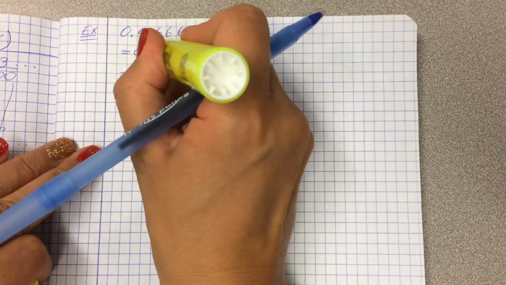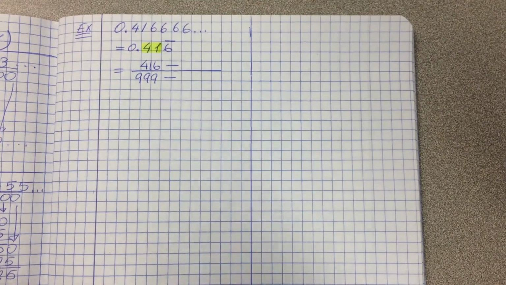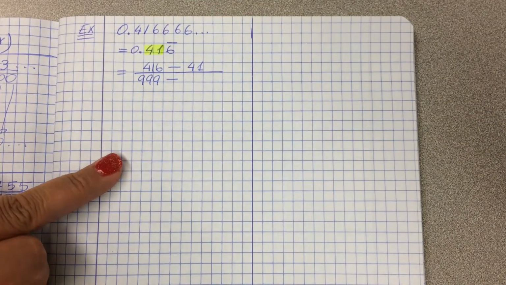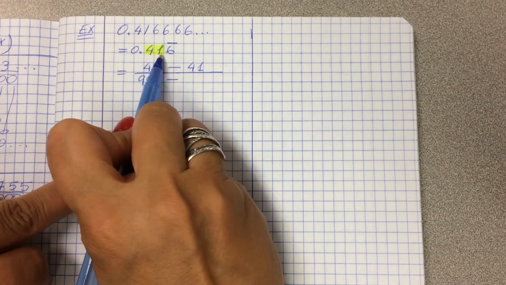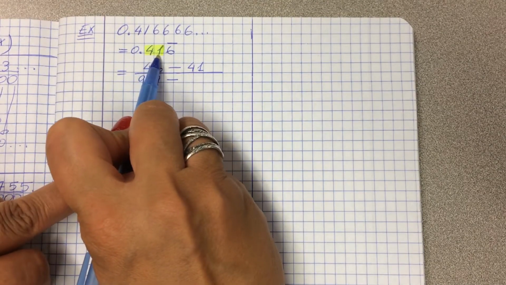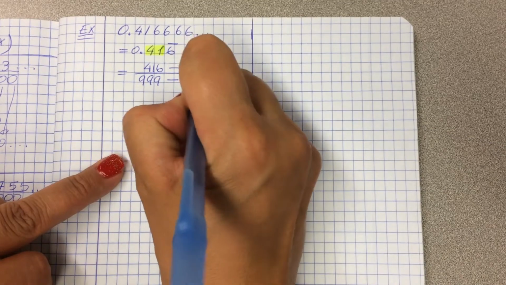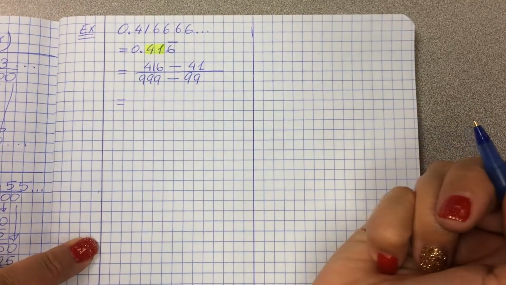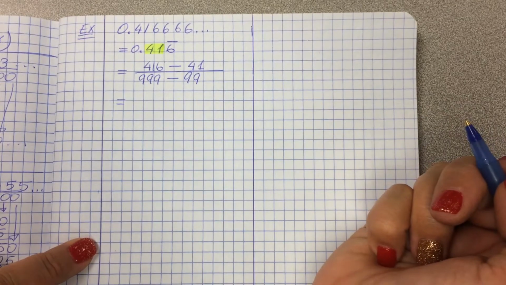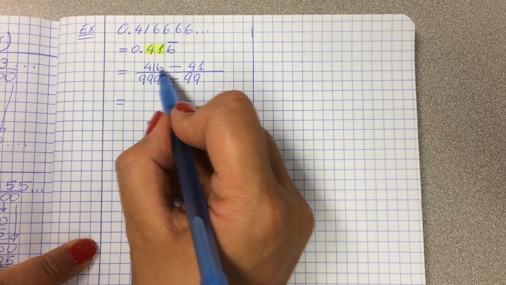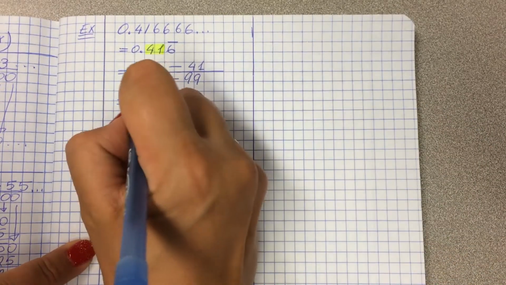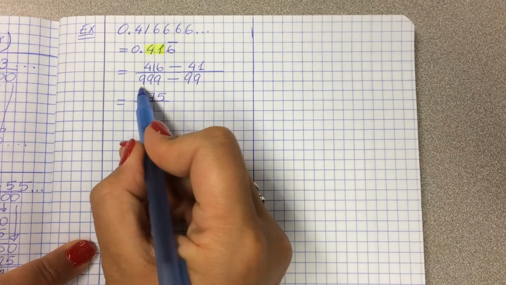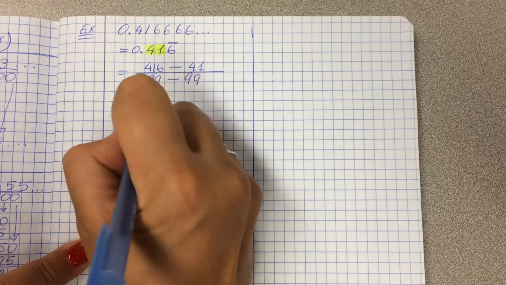By looking at the 4 and the 1, we have on the numerator to subtract the non-repeating digits 41, and then because we have two digits that don't repeat, we subtract 2 9s. It's like 99. Then we simplify. 416 minus 41 is 375, and then 999 minus 99 is 900.